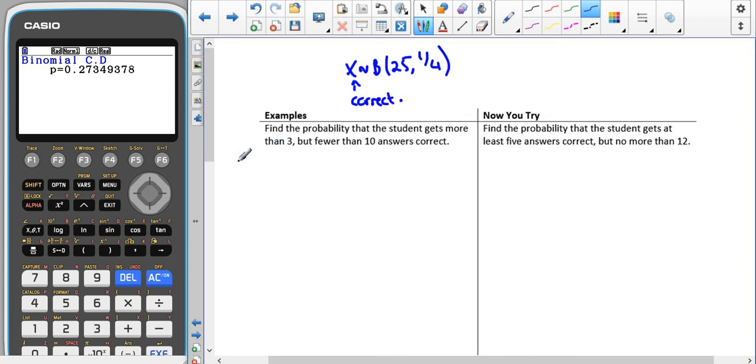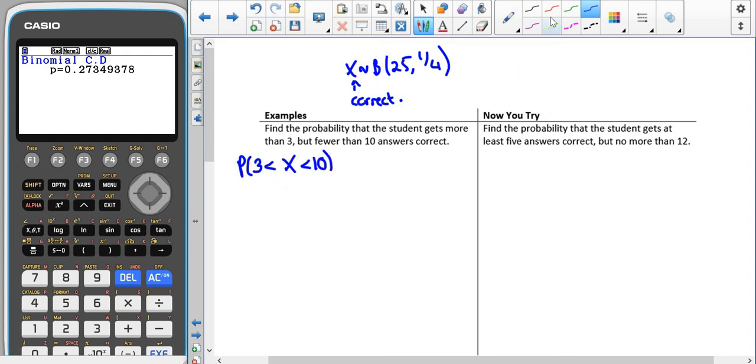So we're looking at the probability that they get more than 3. It doesn't say more than or equal to 3, it says strictly more than 3. So the smallest value is going to be 3 is less than x, which is being correct, but fewer than 10. So that's going to be less than 10. As we said before, we can't put this into our calculator. We're going to have to change it. We can only put less than or equal to's in.